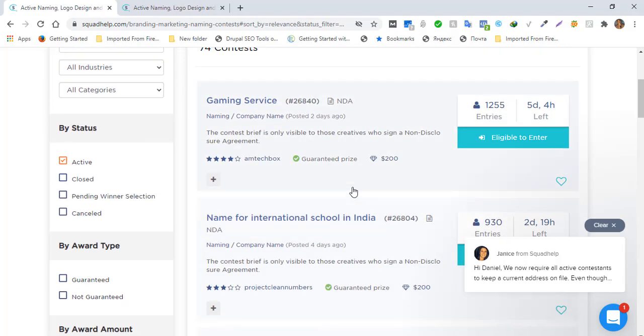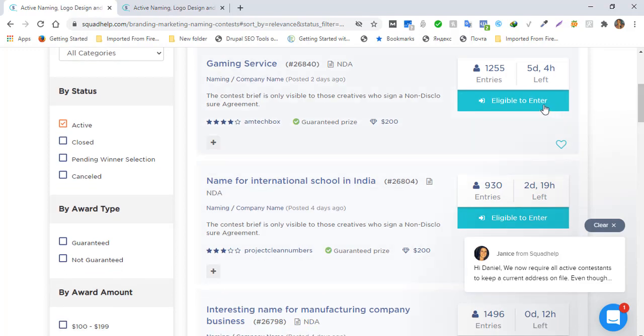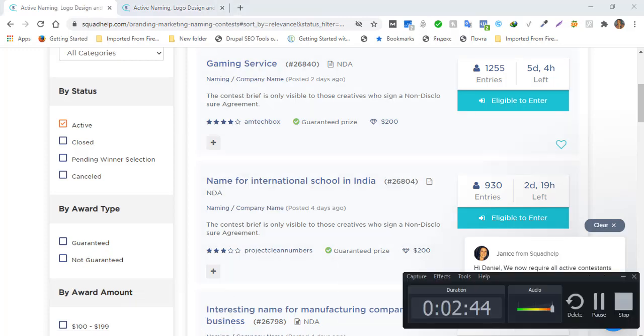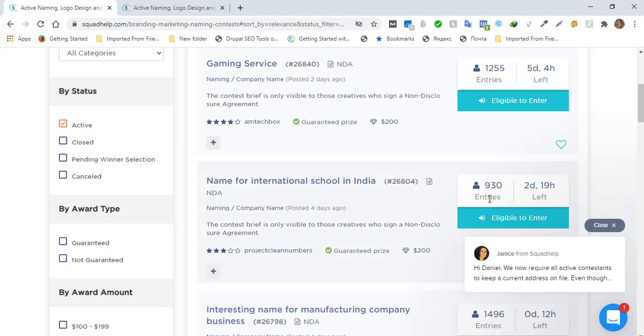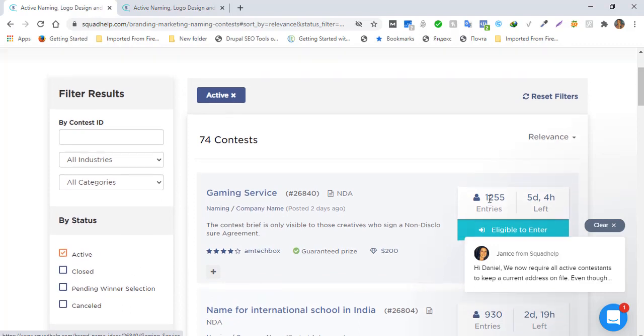Now we want to do naming, and all the ones you are eligible for, you see under it: eligible, the number of days left, and the total entries. This doesn't mean the total number of people that have entered, but the total entries. Remember that one person can submit between 5 to 10, depending on your stage on the platform at that point in time. So we are going to pick one. See, there are several.